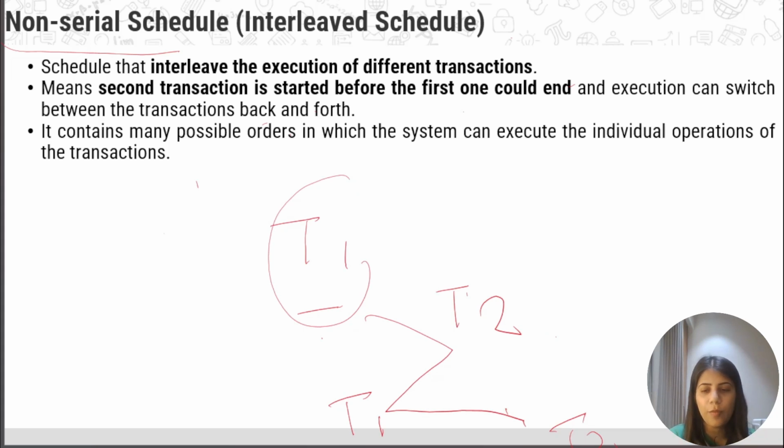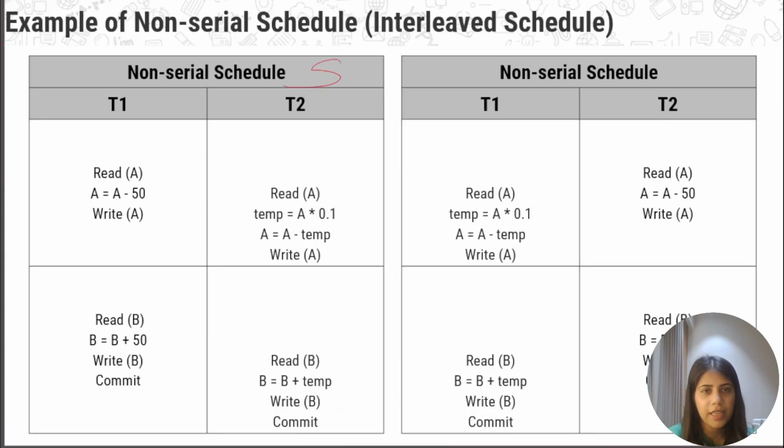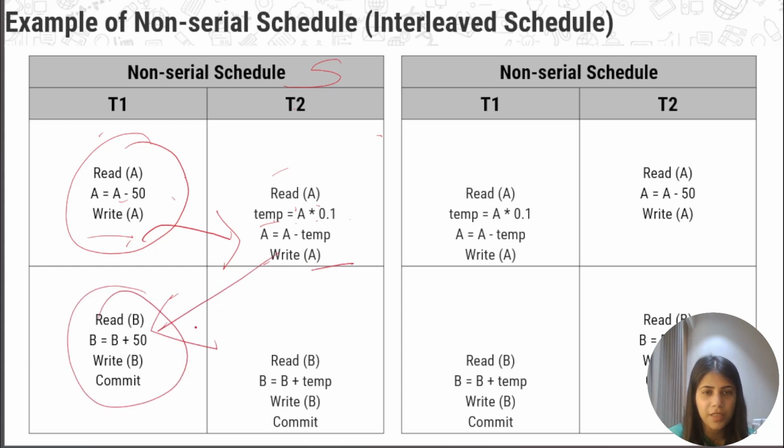Let's understand this more by an example. Schedule S, T1 and T2, there are two transactions. It will do the first step, read A, A minus 50, write A, and it will pause over here and go to T2, where it will read A, temp equals A multiplied by 0.1, and write A. After this, it will again go back to T1, execute the rest of the steps, and then again go to T2, execute the rest of the steps over here.